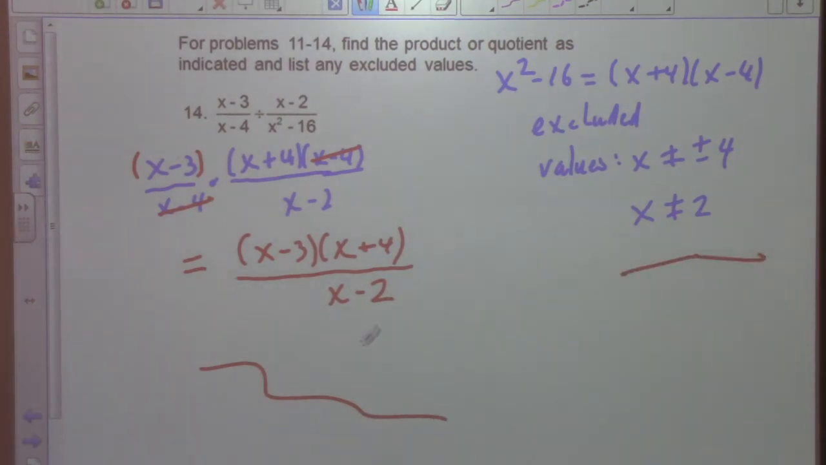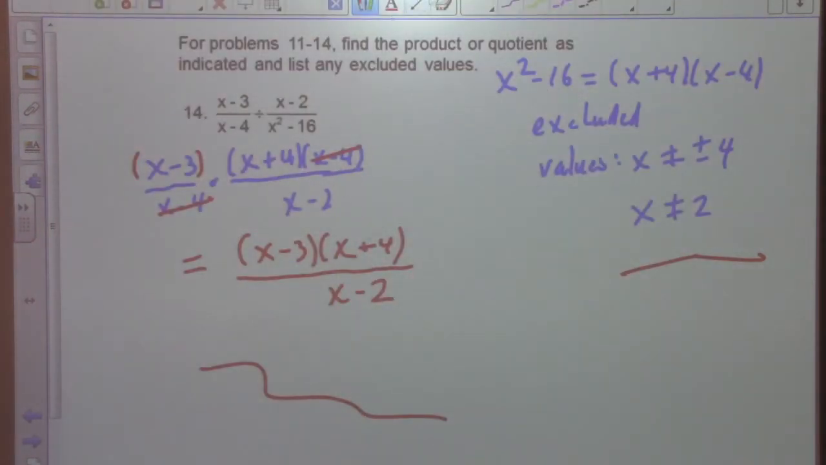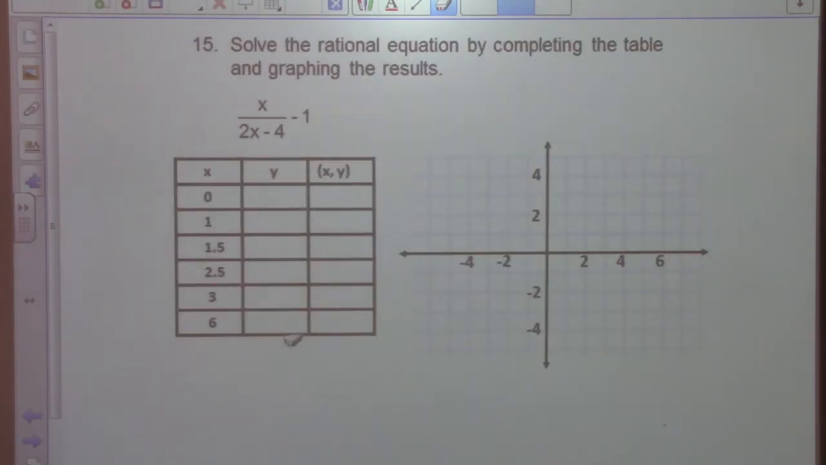And trying to see what I had on the calculator here. No, I didn't have any of these. Okay. Let's go on to number 15.